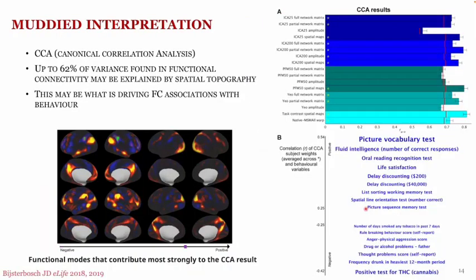Further, this isn't just a sensitivity issue, but also one of interpretability, where this was highlighted nicely by studies by Janine Bijsterbosch in 2018 and 2019 that showed, through a combination of canonical correlation analysis and simulation, that up to 62% of the variance captured in functional connectivity matrices might actually just be encoding residual misalignment, essentially meaning that a lot of behaviorally relevant variation is remaining encoded in resting state spatial maps.